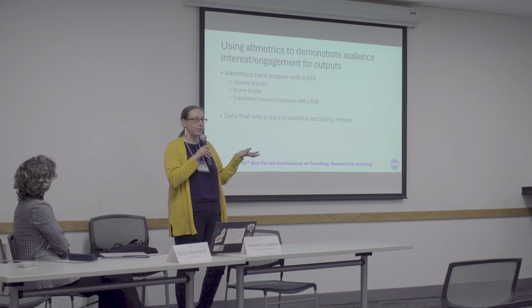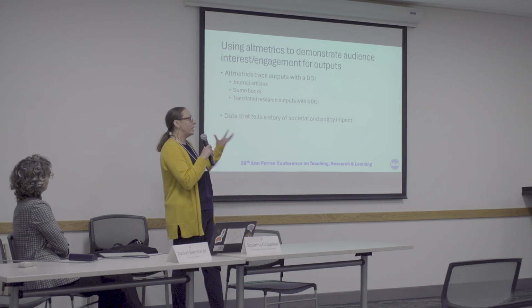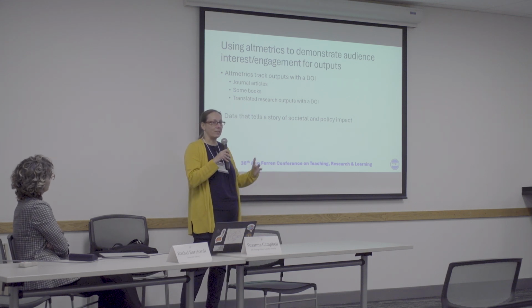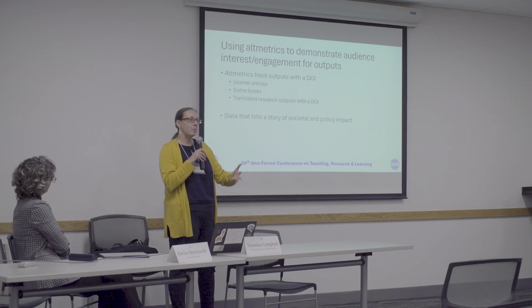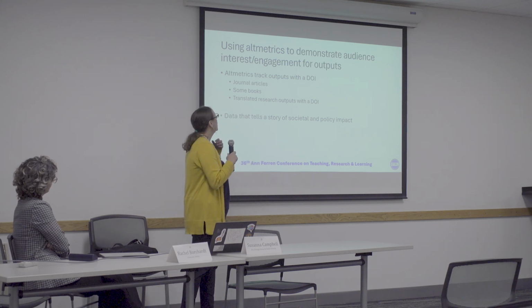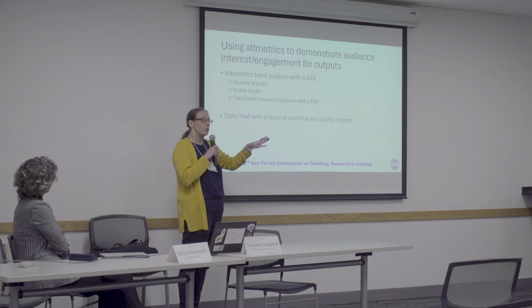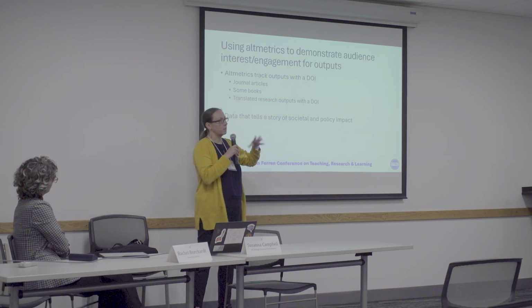Altmetrics is another form of data that we can collect. Again, this is kind of on the low end of, like, we see that something is happening. We can't necessarily determine causality, but we can use it to make some guesses about who might be engaging with the work. Altmetrics is a form of tracking research that has a DOI, or a digital object identifier.